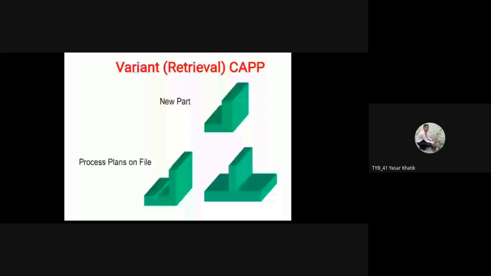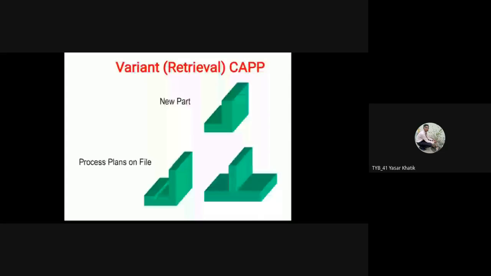So I will take two parts, that is a process plan on file. On the bottom you can see, one is having one slot and a vertical plate. Second is having one vertical plate along with a long horizontal plate. Okay, so you can compare our new part with those two components. Which one is identical to that new part? Okay, so the first part, which is having the slot, is nearly identical to the new part. So we will pick up that part number first for our further process.